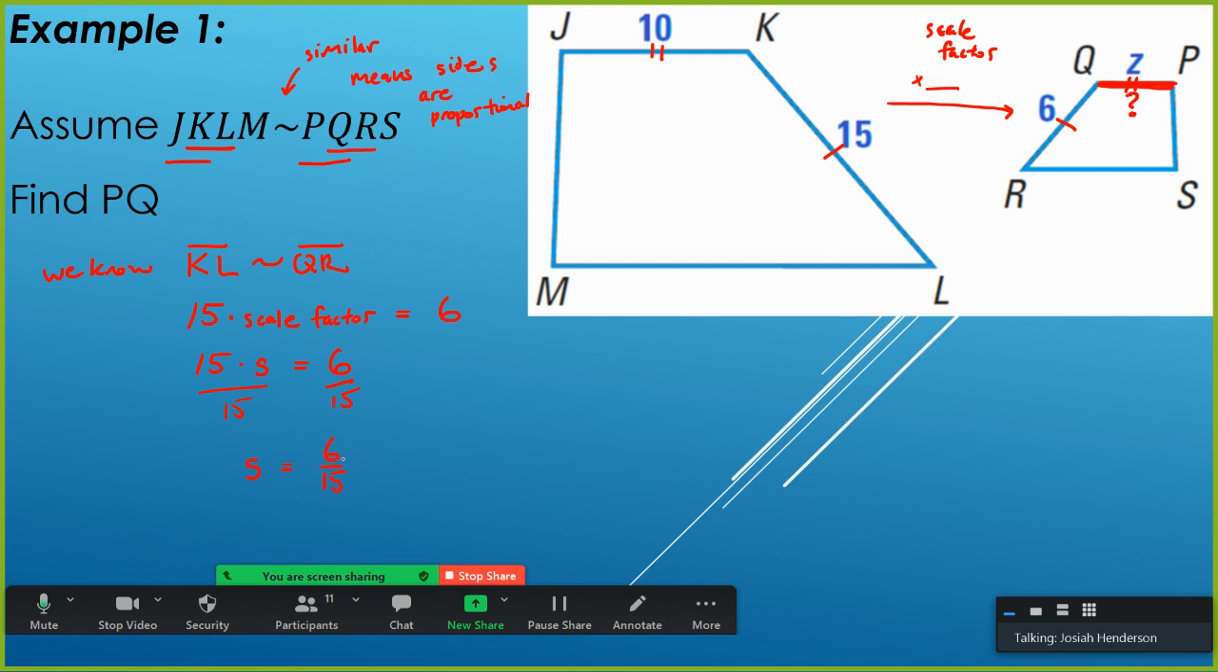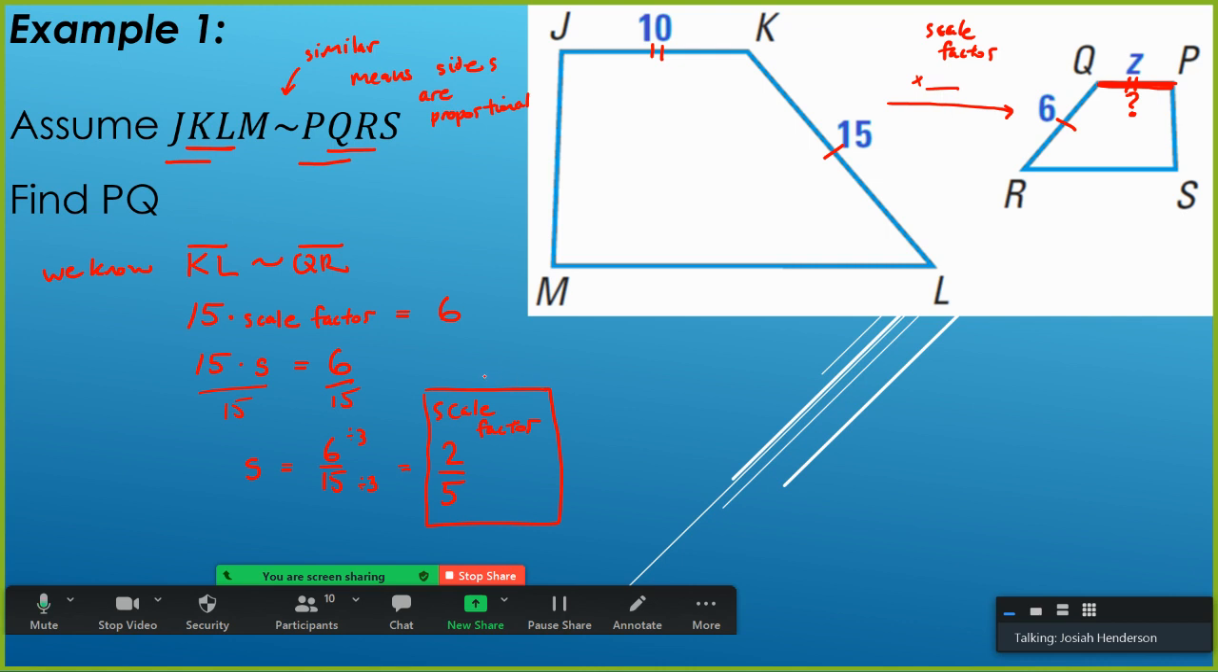Also, side note, if we can reduce a fraction, let's reduce it, make it a little smaller and easier to work with. So I noticed that 6 and 15 can both be divided by 3, so I'm just going to reduce this fraction. So 6 over 3 is 2, 15 over 3 is 5. So let's call this our scale factor, 2/5. Circle that, box that so we don't forget about it.